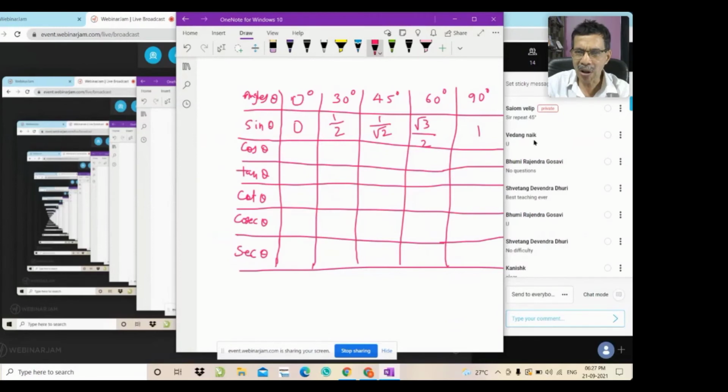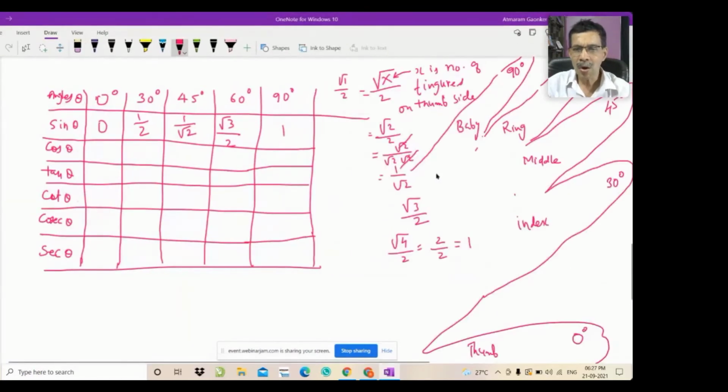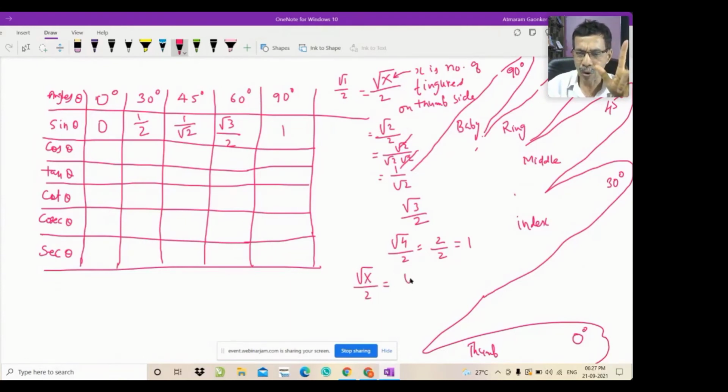I have to repeat 45 degrees. Yes, I will repeat. So you see, 45 degrees is represented by the middle finger. So you see my palm and I bend the middle finger, and when I bend the middle finger, the number of fingers on the left hand side is 2. So my formula is root of x divided by 2, and instead of x there are 2 fingers, so this is root 2 divided by 2.